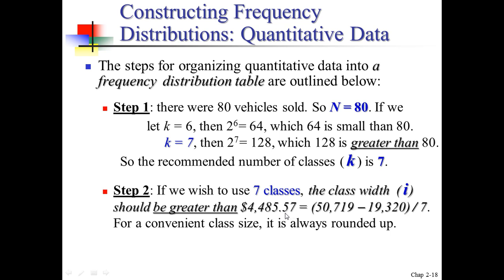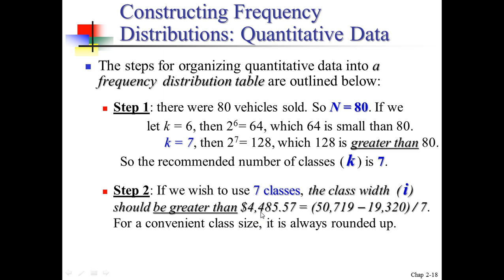4,485.57. This number is the result of the highest, based on our example, the most expensive car price sold, minus the cheapest car price sold, divided by class 7. So this calculation is the most expensive car minus the cheapest car, divided by the number of classes. This is the result.